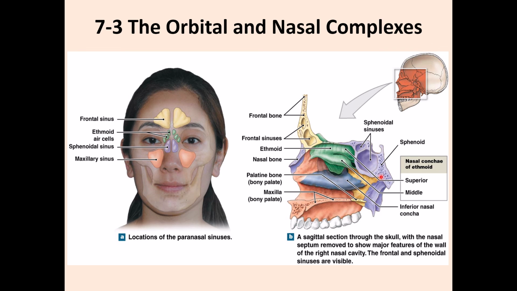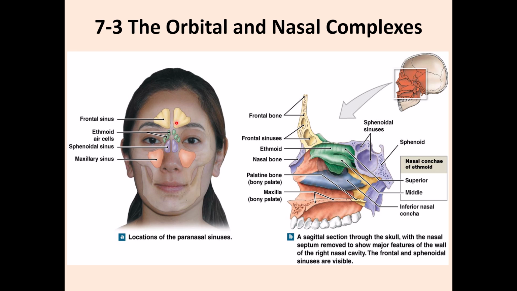And the sphenoid bone is making the roof of the posterior part of the nasal cavity. So come back to this image. This image actually shows the 4 paranasal sinuses. Okay, so one is the frontal sinus.